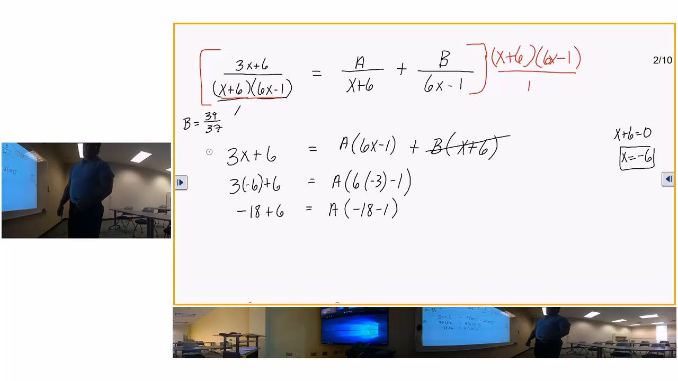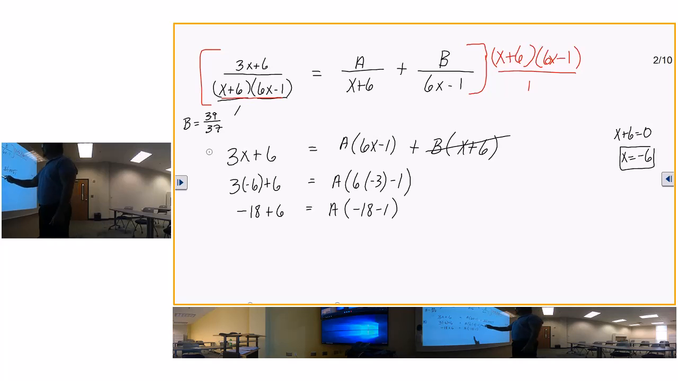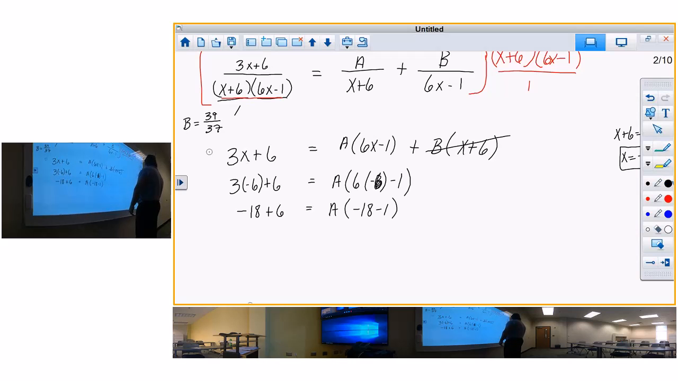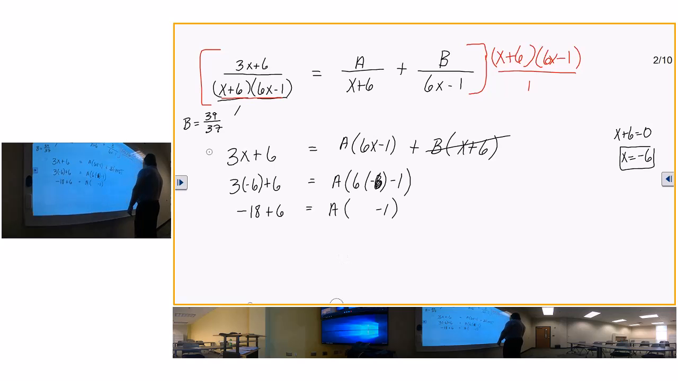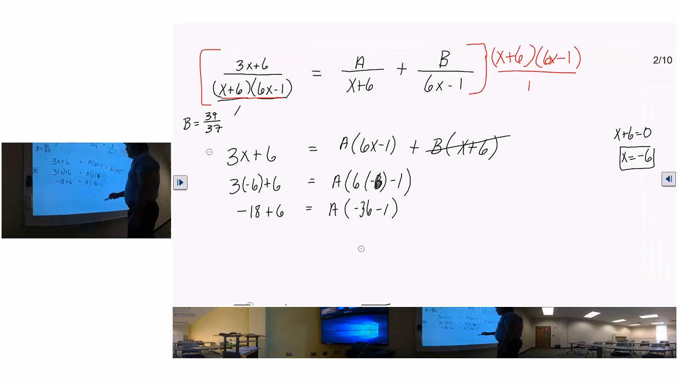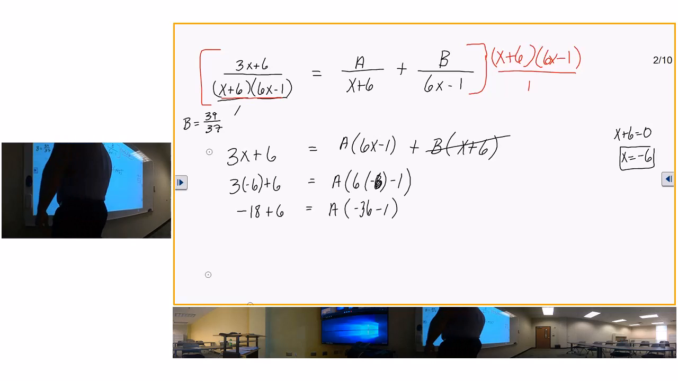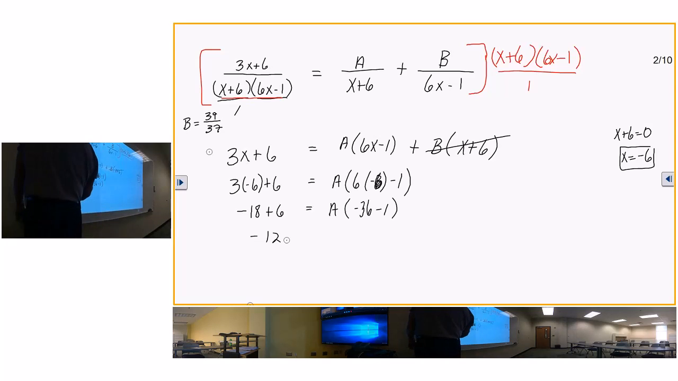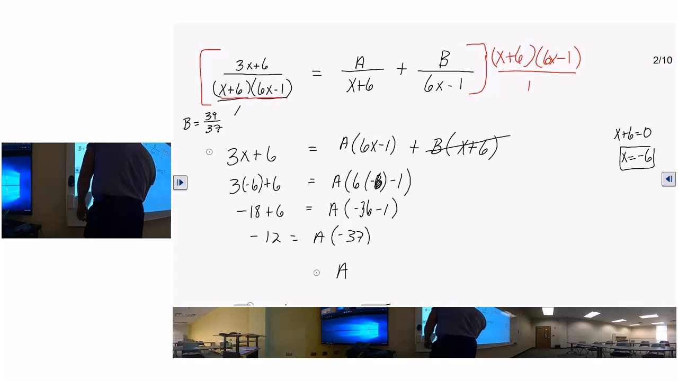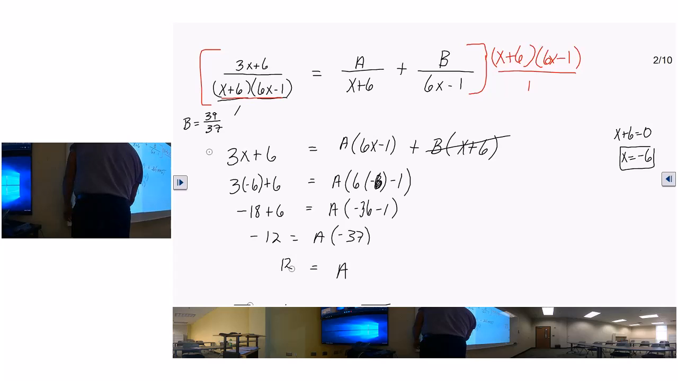And that's going to be negative 12. Oh, I'm sorry, negative 6 right here. I knew something didn't smell right. There we go, negative 37. Negative 36, sorry. There we go. And this is going to be negative 12 is equal to a times negative 37. You do the math, you get a is equal to 12 over 37.